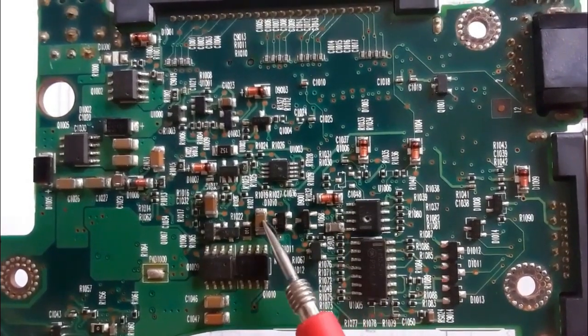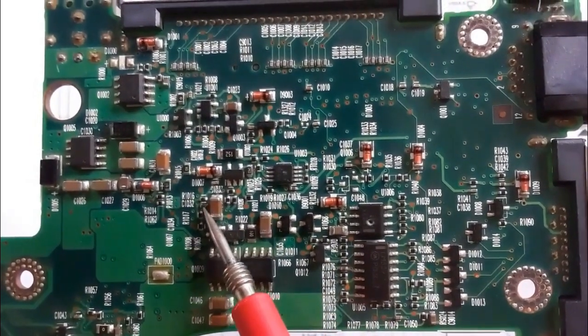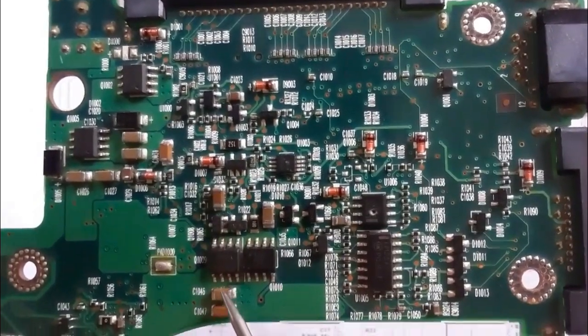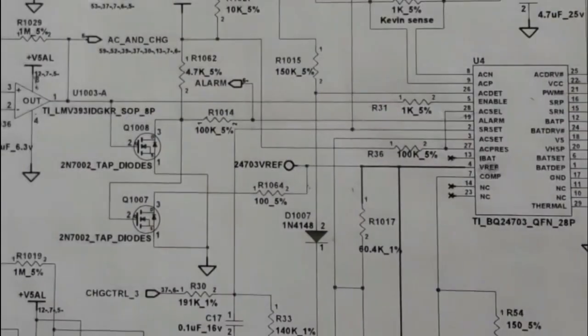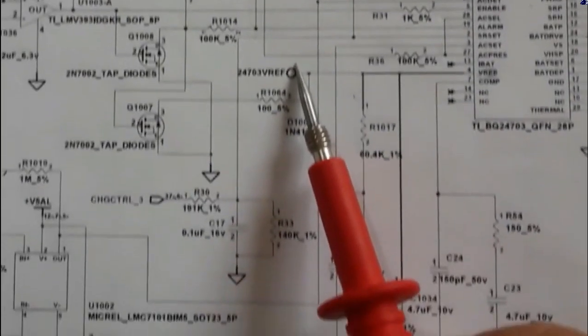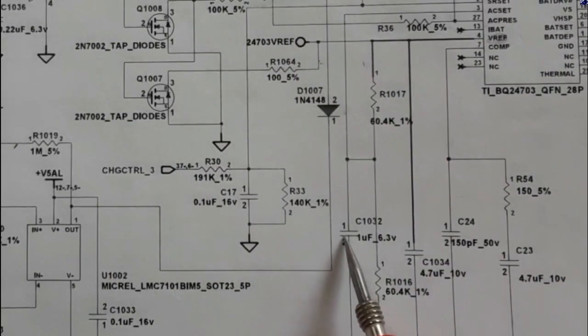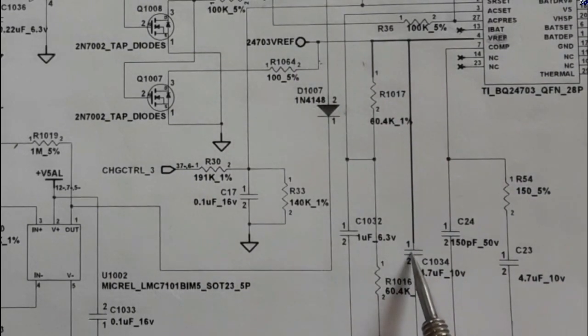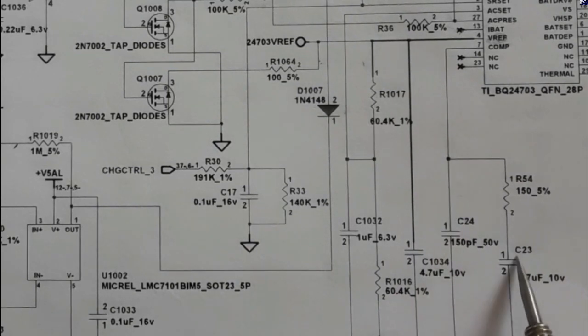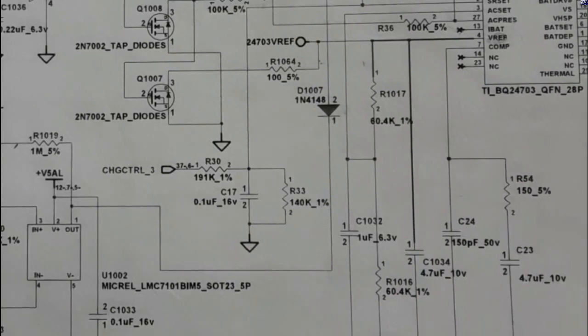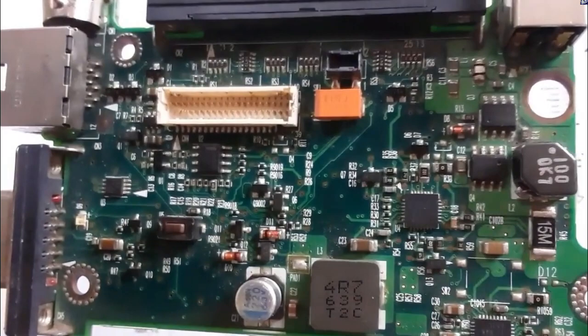So here we have ceramic capacitors. This is not a polarized capacitor. Let's see the symbol in the schematic. As you can see, this is a ceramic capacitor with no plus or minus. So this is a normal capacitor, a ceramic capacitor, or pF capacitor.